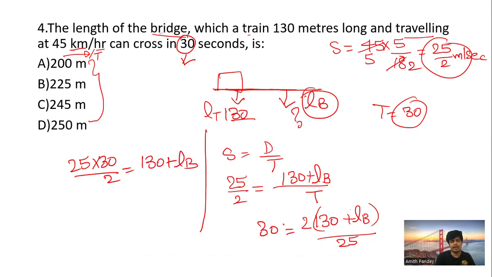So why am I writing like this? See, same thing. T came this side and T is nothing but 30. So 2 1s are 15, so what you need to do is 25 into 15 equals 130 plus LB. Sorry, my handwriting is not that great. In case you don't understand, please comment in the comment section as well.